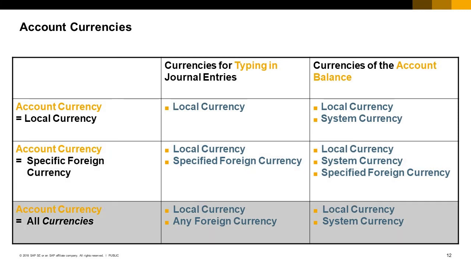In the last row, the account has been set to all currencies. In that case, you can enter journal entries in any foreign currency that has been set up for the company, as well as in the local currency. The account balance will display in the local currency and the system currency. This account is reconciled in local currency. You can, at any point, change an account currency to all currencies, but once you update the account, you will not be able to change it back to either a local or specific foreign currency.